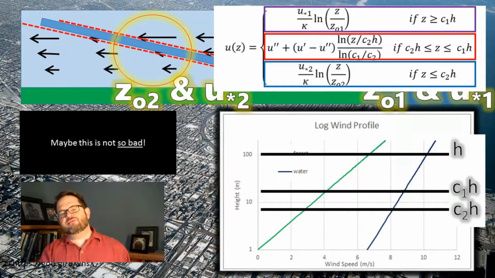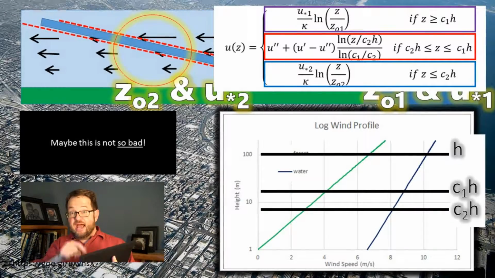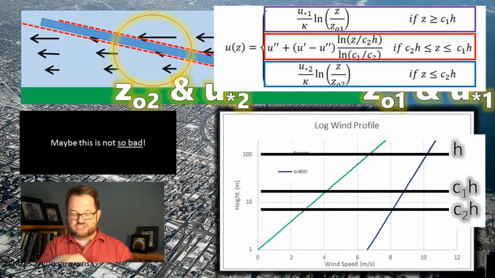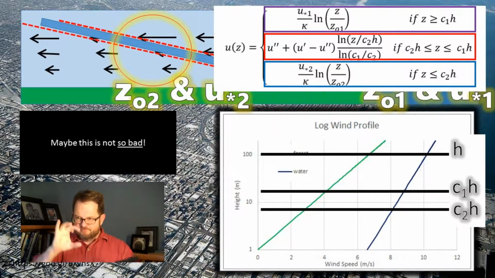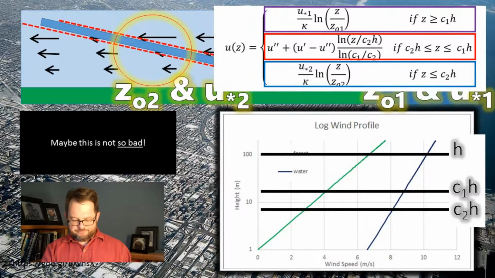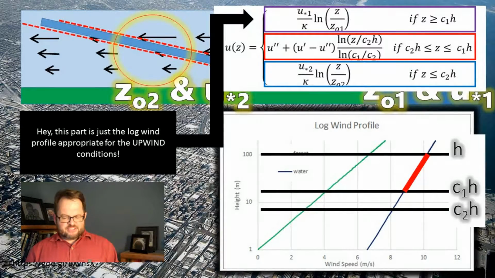Gosh, it doesn't look right until you remember that that's a log scale over there. C2H is at 9% of 100, so it's at a height of like 9 meters. And C1H is at a height of 30% of H, or about 30 meters. It's just log paper, so it's kind of a mess to see how the scale works. But once I've got it on there, I could picture that I'm going to be applying each of those equations to each of those three little layers I've just sectioned off of the profile.